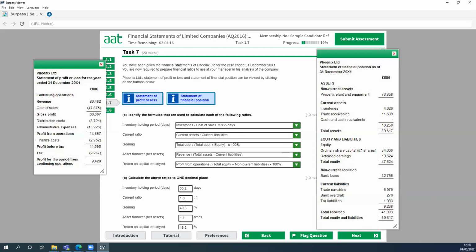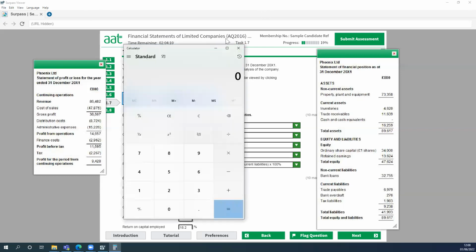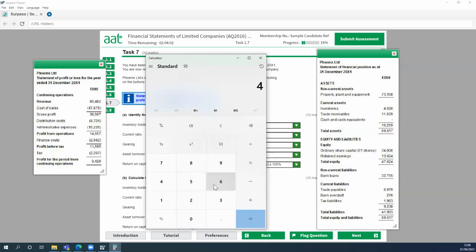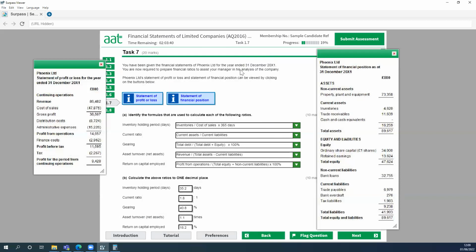I'll do the calculations with you so you can see them. So this one, as we said, your inventories, which are 4620, divided by cost of sales, 47875, equals, and times 365 for days. To 1 decimal place, that's 35.2 days. That's how long you're holding on to your stock for.